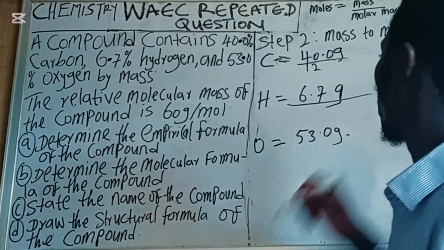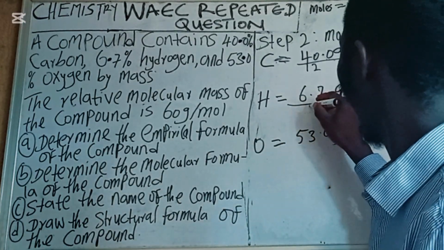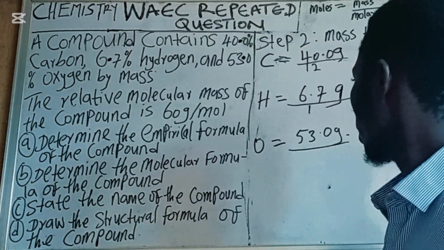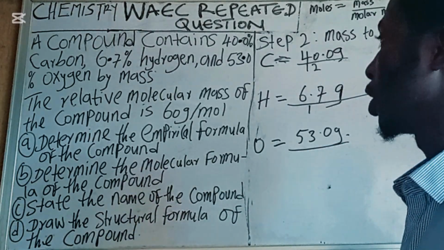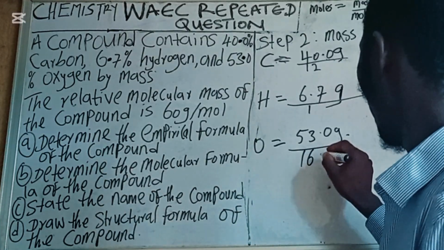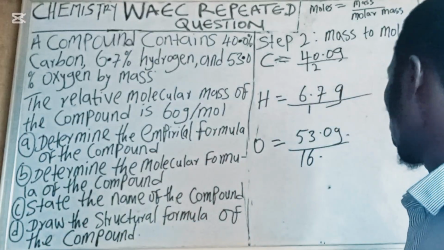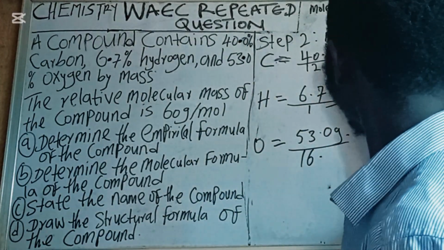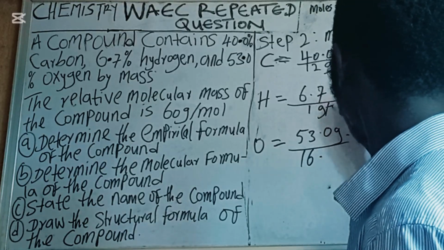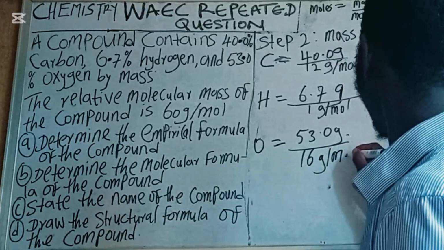And for hydrogen we do the same. So we have 6.7 gram divided by 1, and 1 is the molar mass of hydrogen. And the last element here is oxygen, and the molar mass of oxygen is 16. So we have 16, and this molar mass is measured in gram per mole. So let me put gram per mole so that we get everything correct.